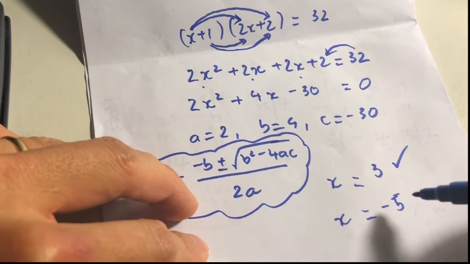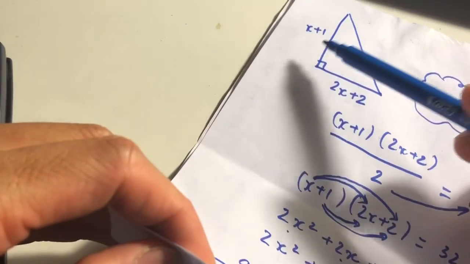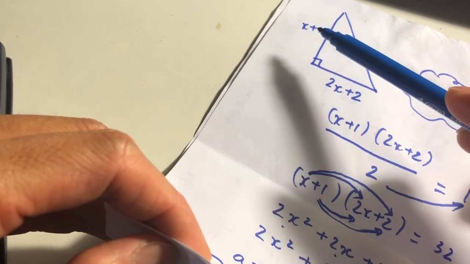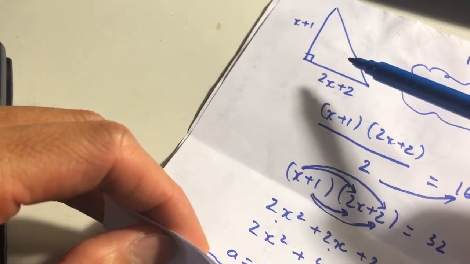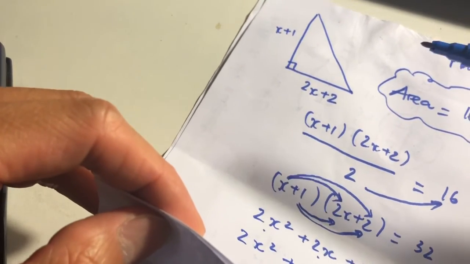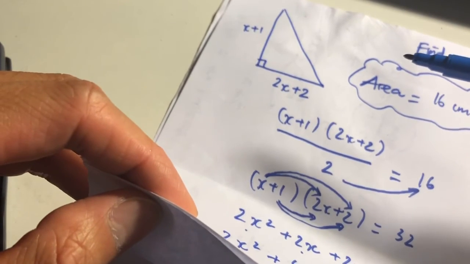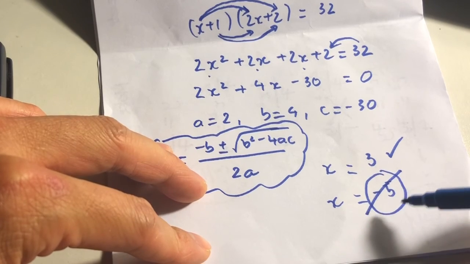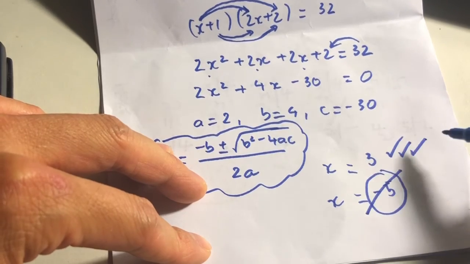But minus 5, this guy is such a trouble. You see minus 5 here? Because when you put minus 5 into the picture, x plus 1 is minus 5 plus 1, which is minus 4. The length cannot be negative. It's like your mum telling you to measure the table, and you say, Mum, the table length is minus 5 centimeters. That doesn't make any sense, right? So minus 5 is not good. So we cross out this guy, minus 5, such a bad boy. So the only answer is 3, and yes, we're done here, guys.